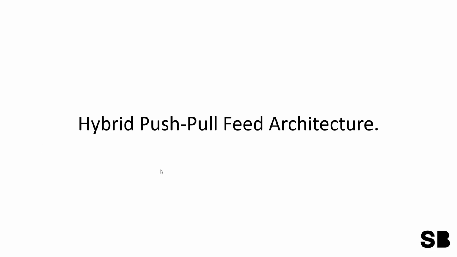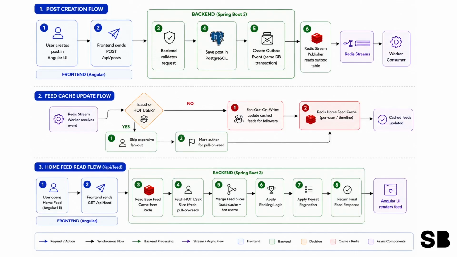The main challenge is this. When a user creates a post, should we immediately push that post into every follower's feed, or should we fetch it later when followers open their feed? Both approaches have advantages and disadvantages. So instead of using only one approach, we use a hybrid push-pull model. This means for some users, we push posts into followers' feeds early, but for the other users, we pull their posts later during feed read time.